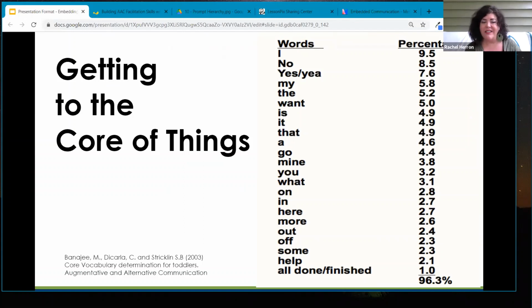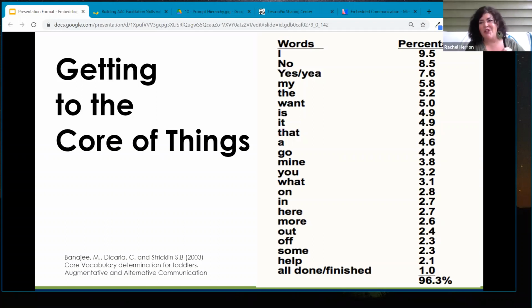And this is a list that was part of a Banji survey that they created that shows the percentage of the first 26 core words that are utilized by most toddlers. So toddlers say these words over and over again. And you can see the number one is I. I'm not sure that that's a shock to anybody. No is the next one. I'm pretty sure that's not either.